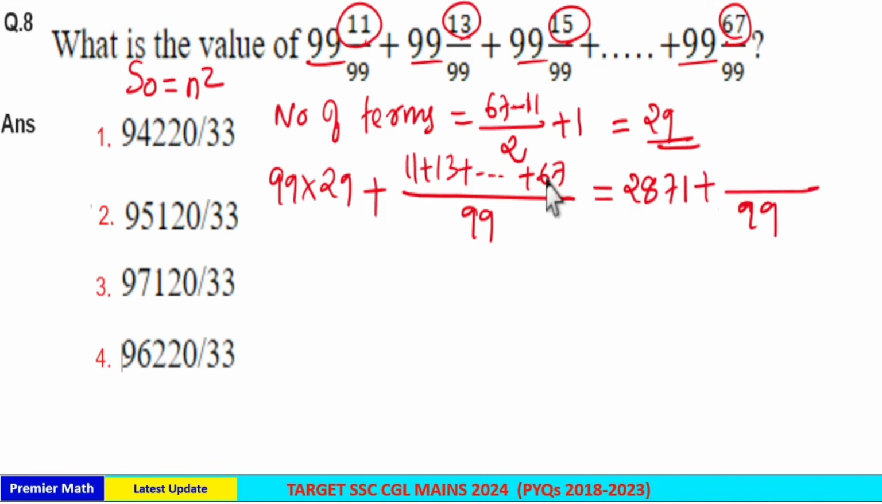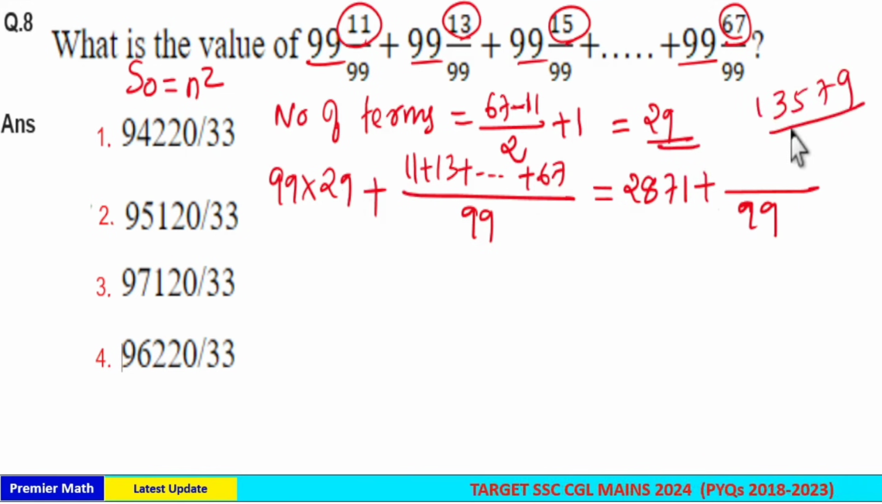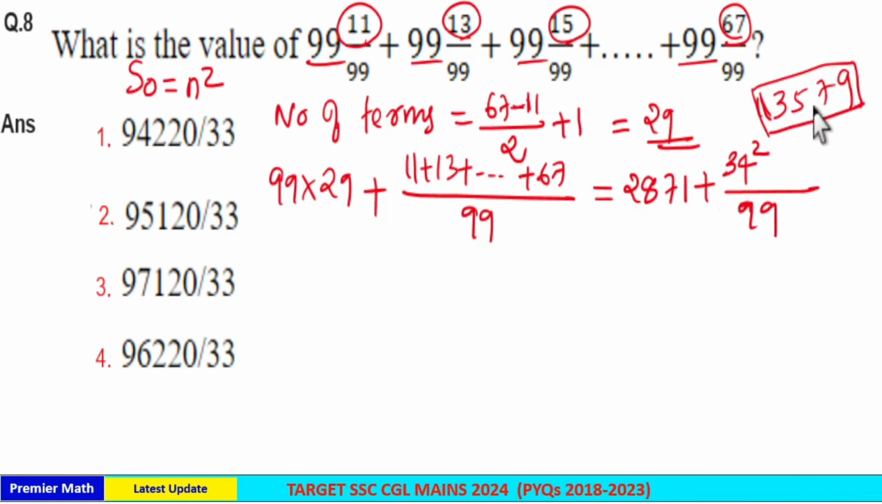you have the 11 to 67 sum. Here from 11 to 67 you have 29 terms. Before 11 you have 1, 3, 5, 7, 9. Total 5 terms. So 29 plus 5 is 34. So 34 square is the sum of odd numbers from 1 to 67. But you have to subtract this 5 term sum from it. That is 1 plus 3 plus 5 plus 7 plus 9, which is 5 square. So 34 square minus 5 square is the sum of odd numbers from 11 to 67.